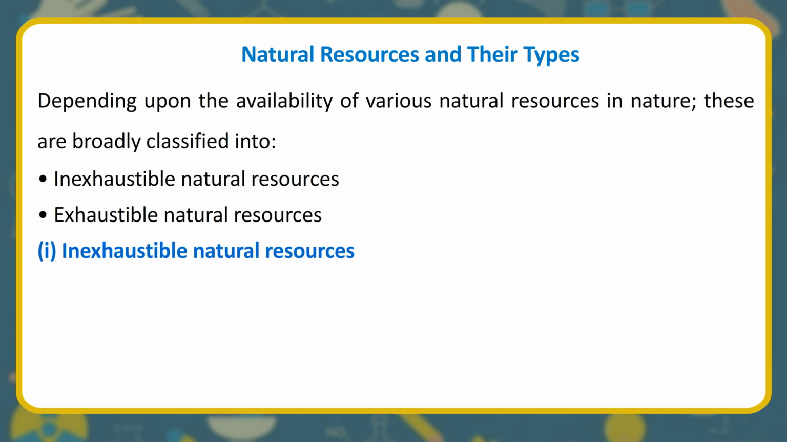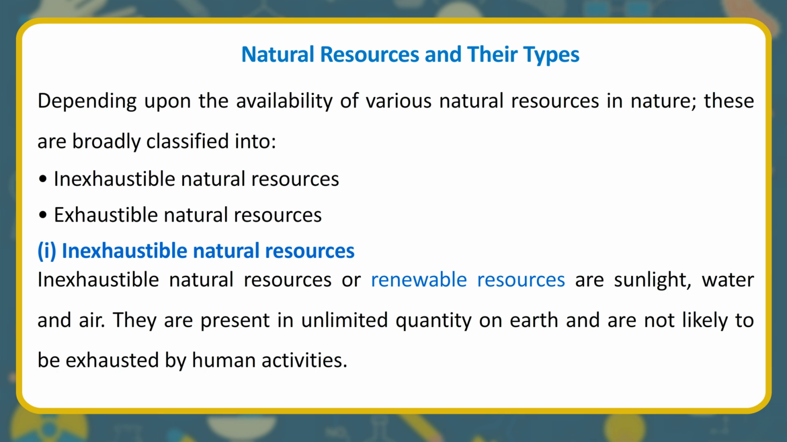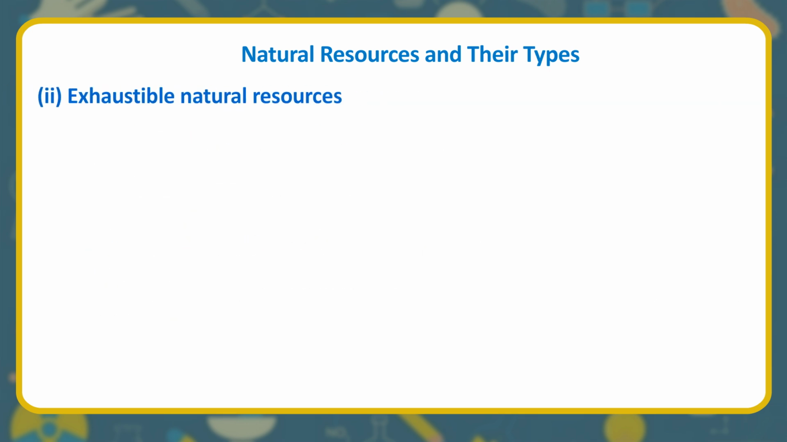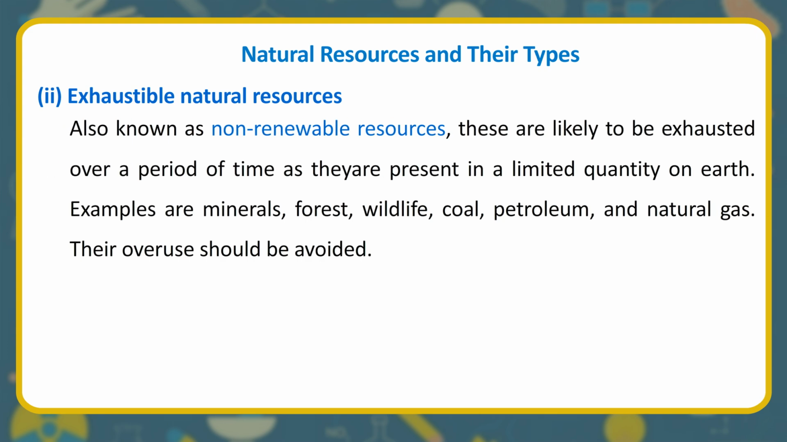Inexhaustible natural resources or renewable resources are sunlight, water, and air. They are present in unlimited quantity on Earth and are not likely to be exhausted by human activities. Exhaustible natural resources, also known as non-renewable resources, are likely to be exhausted over a period of time as they are present in a limited quantity on Earth. Examples are minerals, forest, wildlife, coal, petroleum, and natural gas. Their overuse should be avoided.